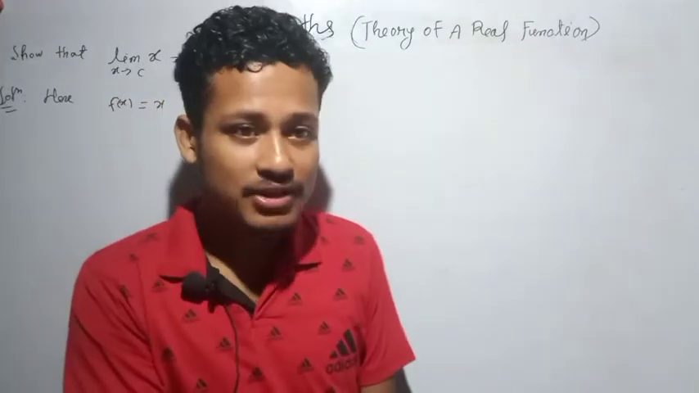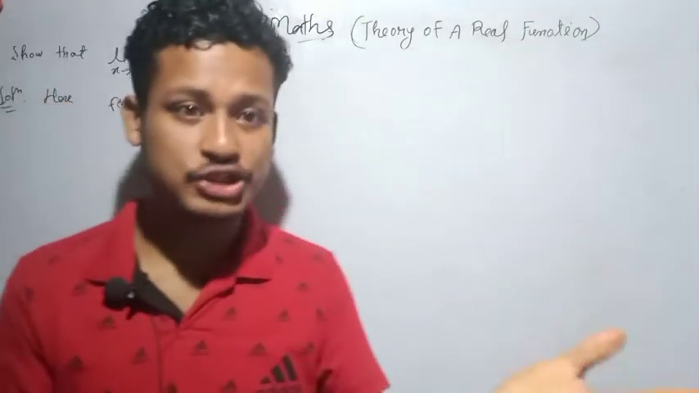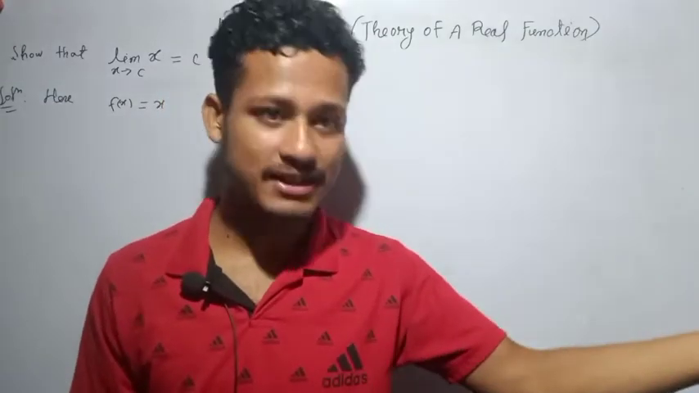According to the epsilon delta definition, we have to first assume some epsilon which is greater than 0.